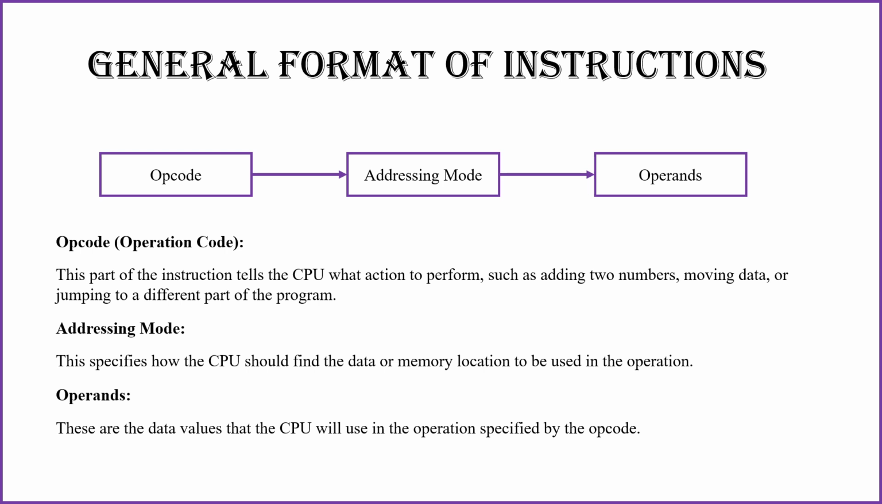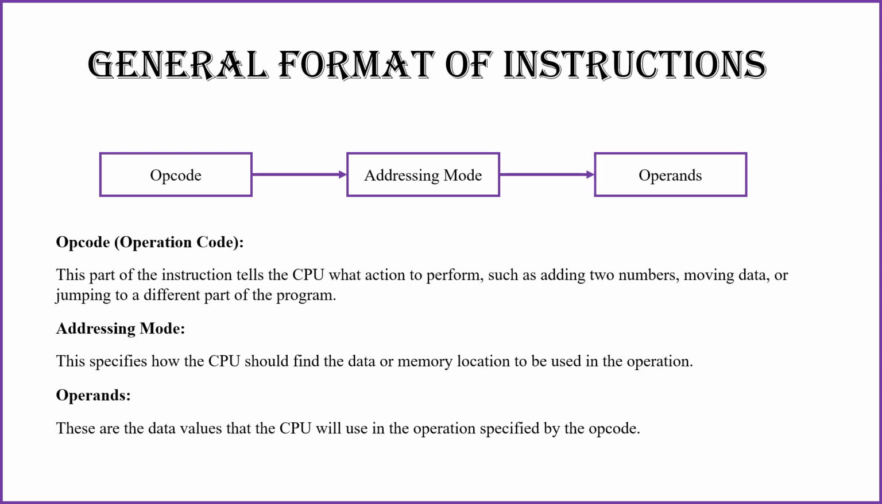So what are instructions? Instructions are binary coded commands that direct the CPU to perform a specific operation or task, and they also specify how the data is going to be processed, transferred, or manipulated. Here we have the general format of instructions, and it has three major components: the opcode, addressing mode, and operands. The opcode tells the CPU what action it needs to perform, and it can be of any form, like adding or multiplying numbers or just moving data.